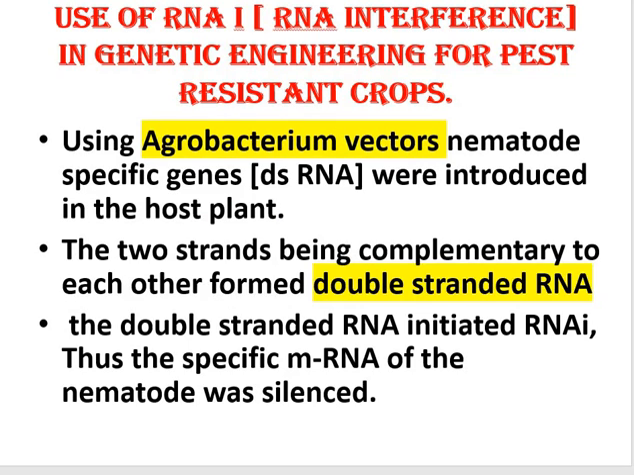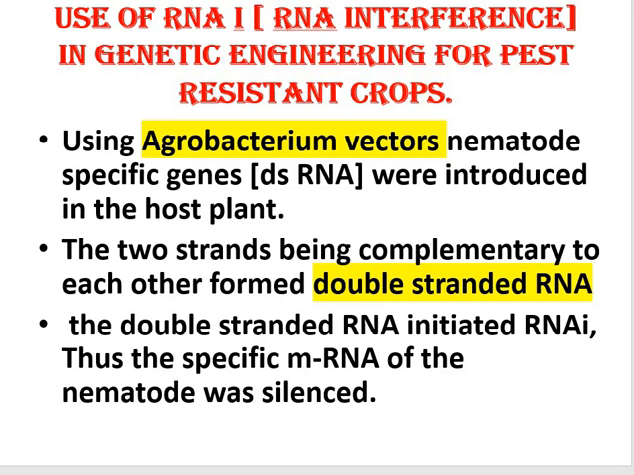The scientists introduced the double-stranded RNA specific to the nematode. That means this double-stranded RNA which was introduced inside the plant was a nematode-specific RNA. Now this RNA was introduced artificially inside the plants, that is the tobacco plants, using agrobacterium vectors. So that means a double-stranded RNA of the nematode Meloidogyne incognita was introduced in the tobacco plants using agrobacterium vectors.